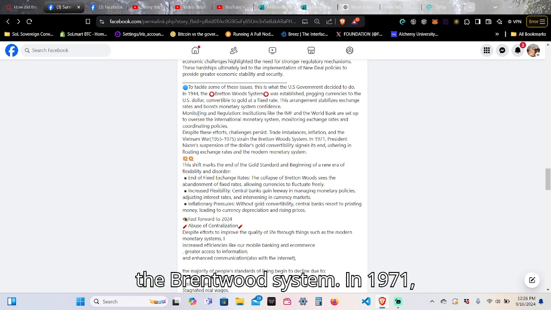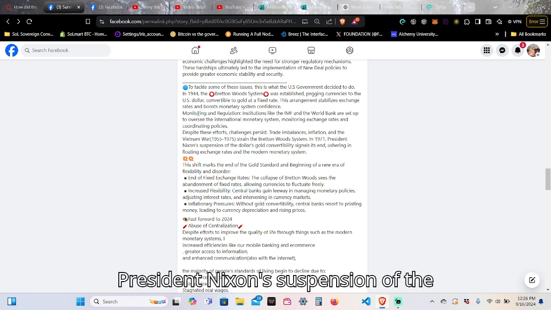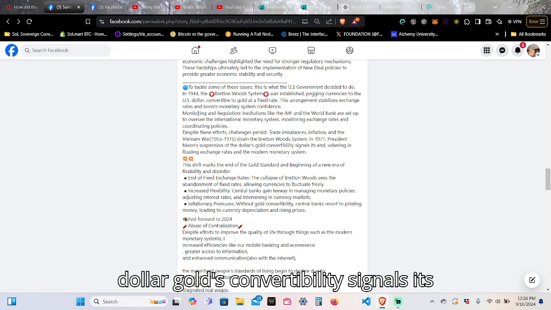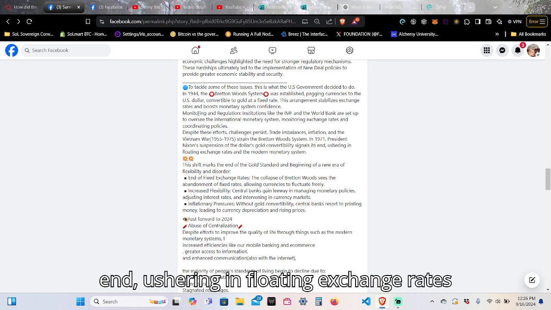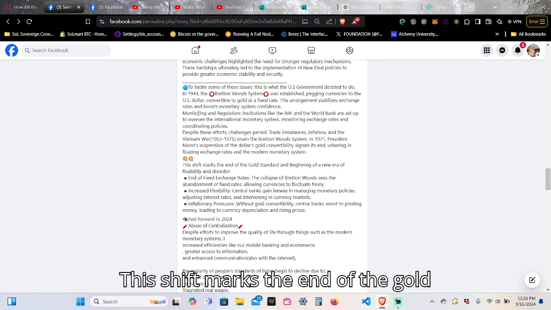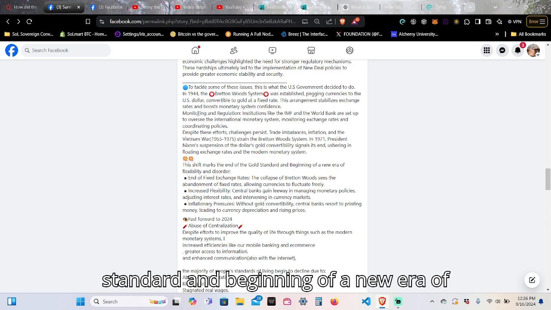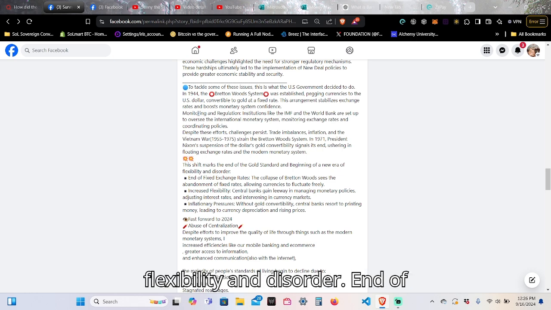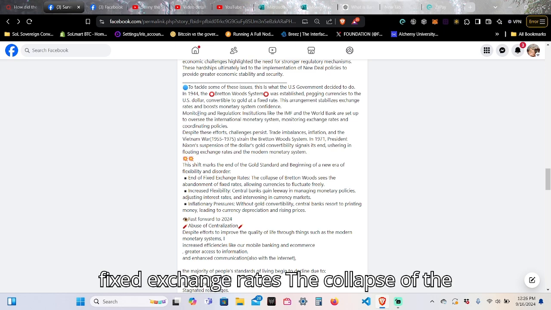In 1971, President Nixon's suspension of the dollar-gold convertibility signals its end, ushering in floating exchange rates and a modern monetary system. This shift marks the end of the gold standard and beginning of a new era of flexibility and disorder. End of fixed exchange rates.